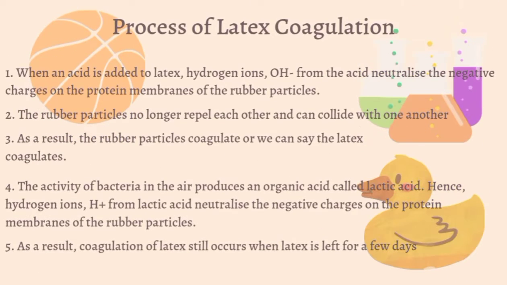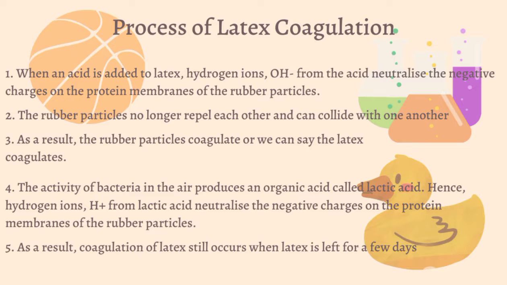Process of latex coagulation. When acid is added to latex, hydrogen ions from the acid neutralize the negative charge on the protein membranes of the rubber particles. The rubber particles no longer repel each other and can collide with one another. As a result, the rubber particles coagulate, or we can say the latex coagulates.